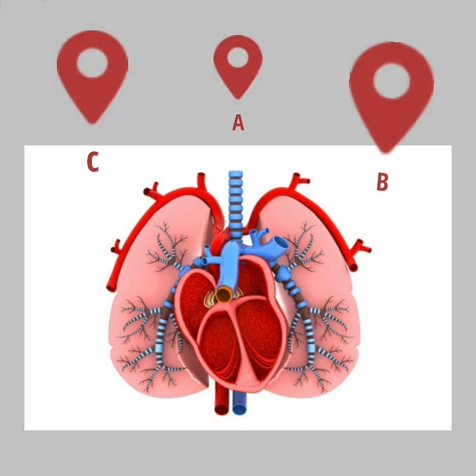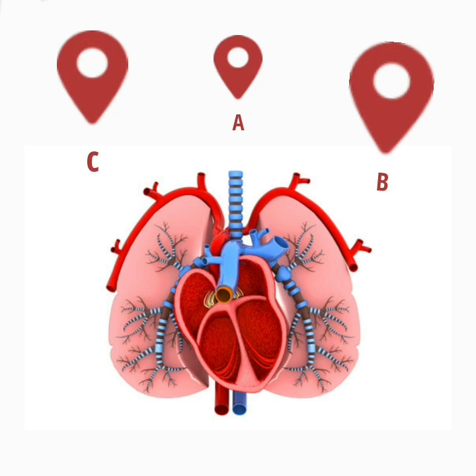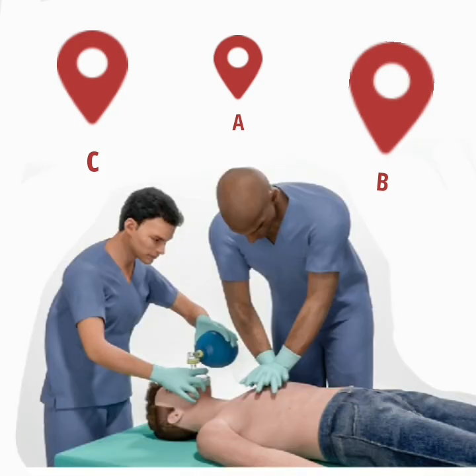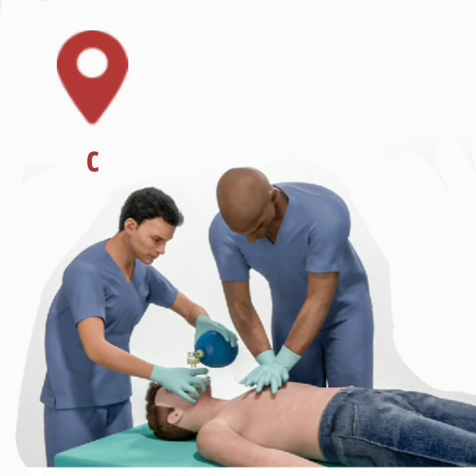In the last video, I told you how to check pulse and respiration. So here we come to circulation, airway, and breathing. Regarding circulation, it is mainly about quality chest compression.